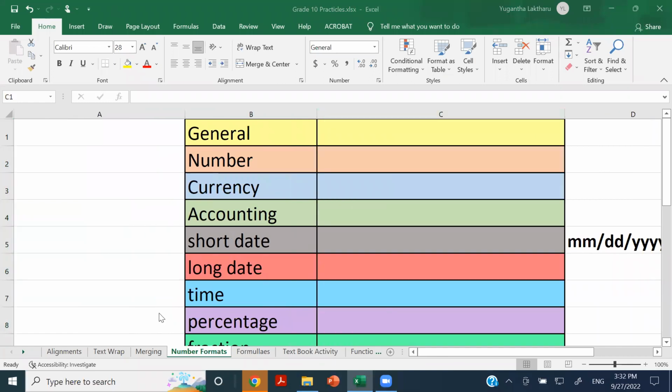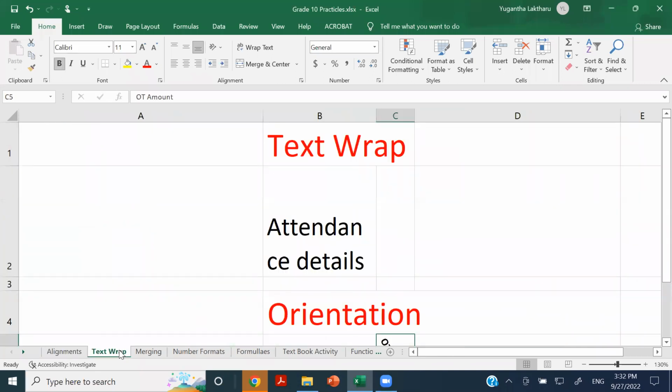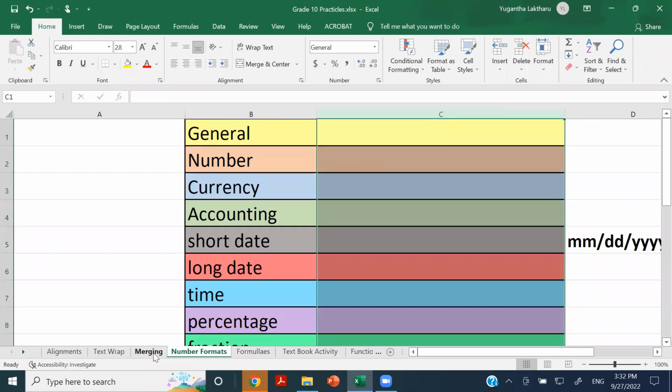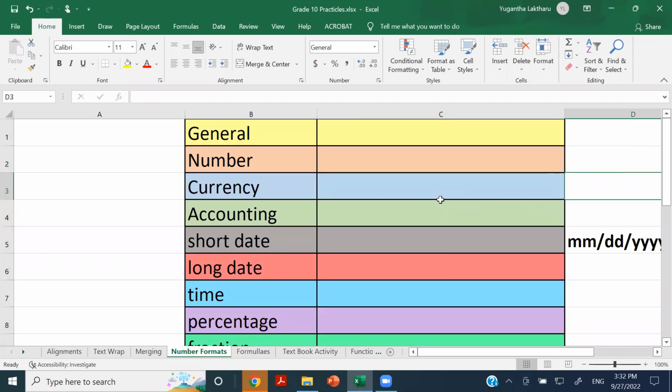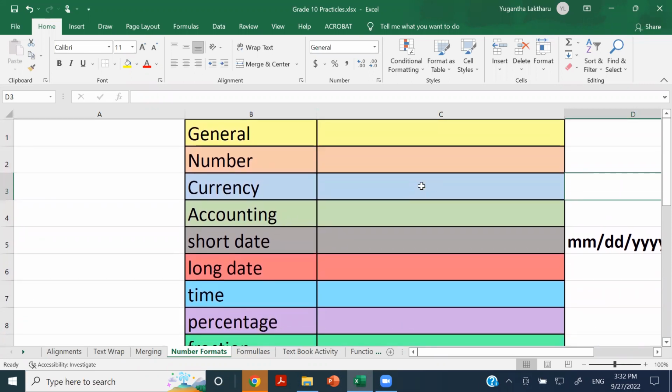Okay, so last week we talked about the alignment part, the text wrapping facility, as well as the merging. We didn't care for the number format, I guess. All right. So today we are going to learn about these kind of number formats, like how a particular value can be represented in an Excel cell or in a range of cells.